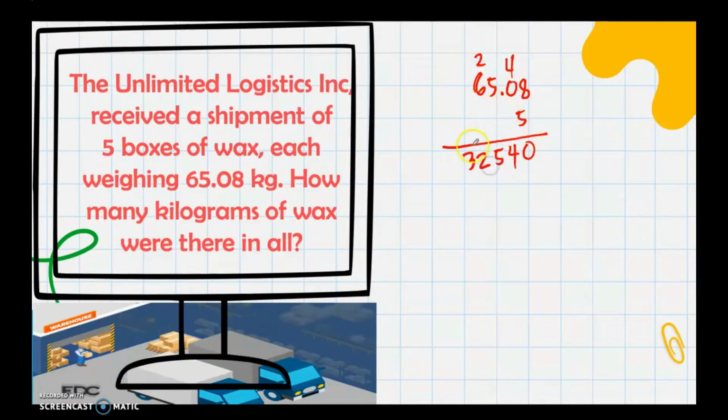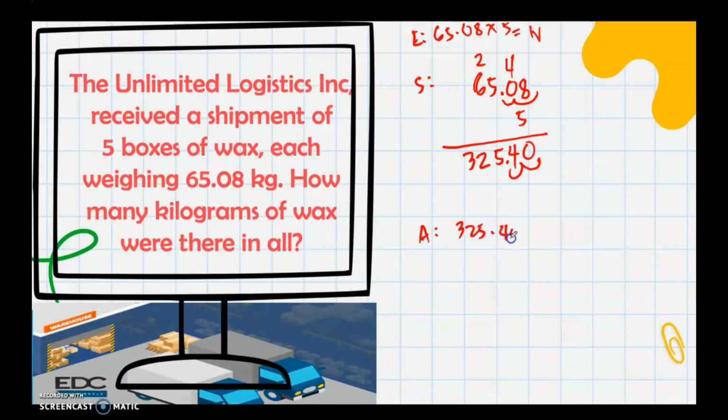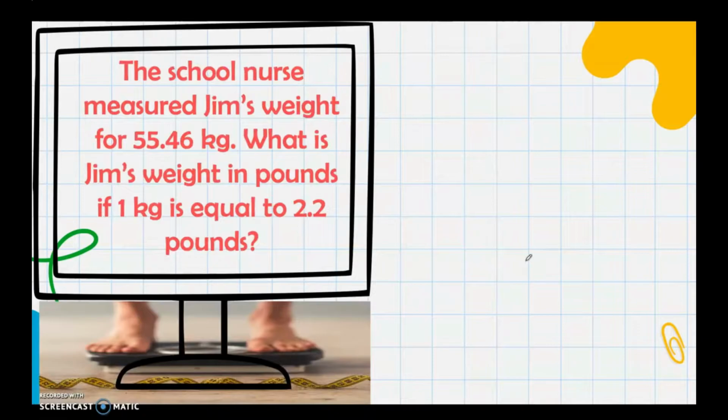Now, you count the digits after the decimal point in the factors: 1, 2. There is no decimal point in the other factor, so just 2. So from here in the product, you move 2 places, 1, 2. The answer is 300. So this is the equation: 65.08 times 5 equals n. Then solution. Then the answer is 325.40. Again, it's kilograms. 325 and 40 kilograms.